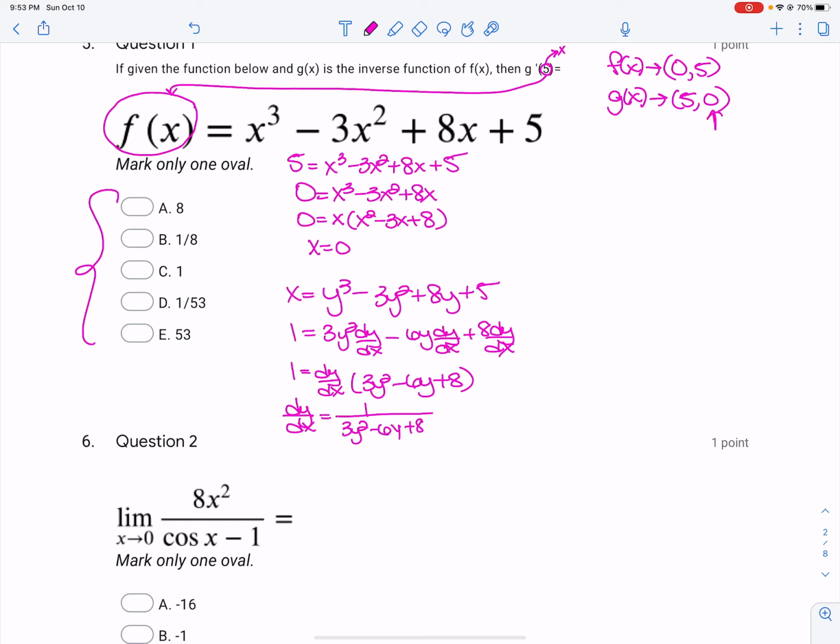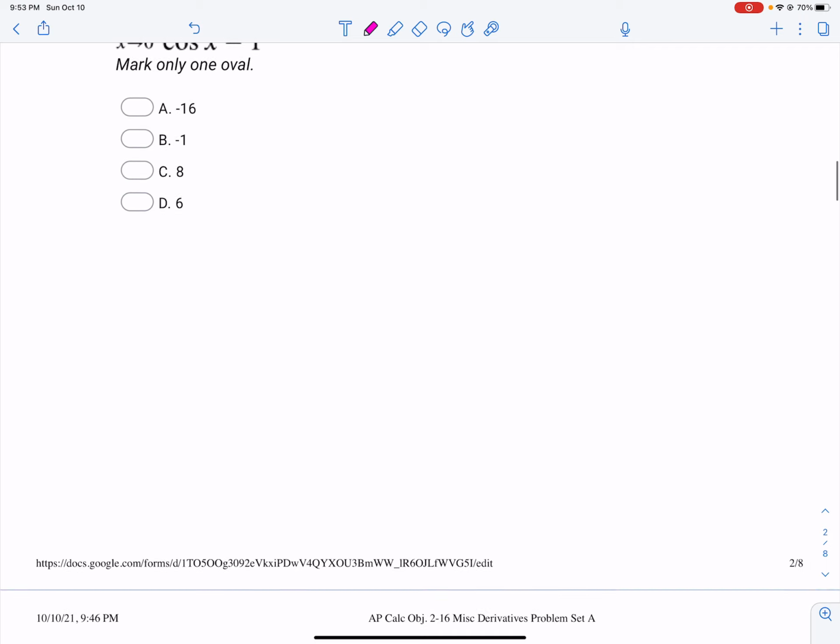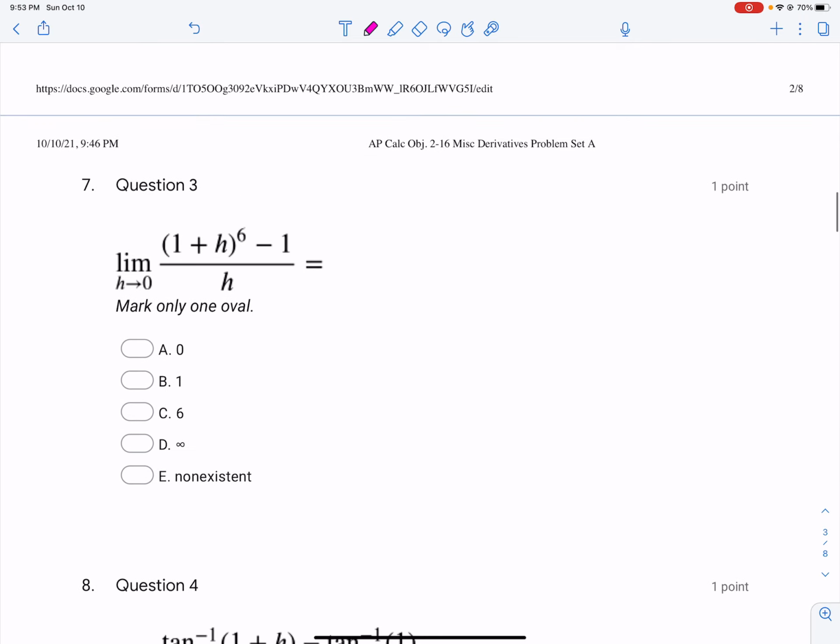So I'm looking at when y is equal to 0, so I plug 0 in for my y's, and I get 1/8. And that is letter B. Okay? All right, moving to question 3.